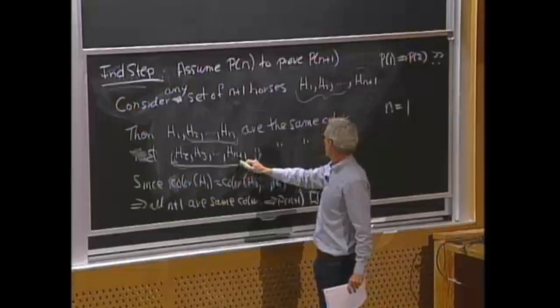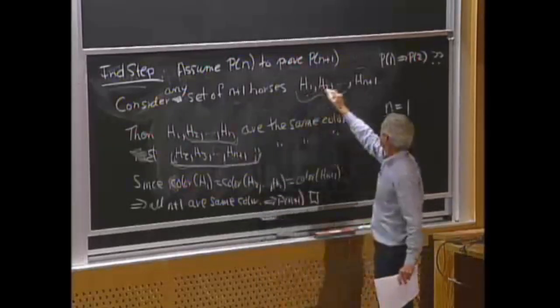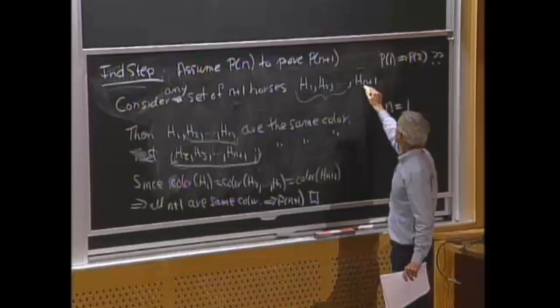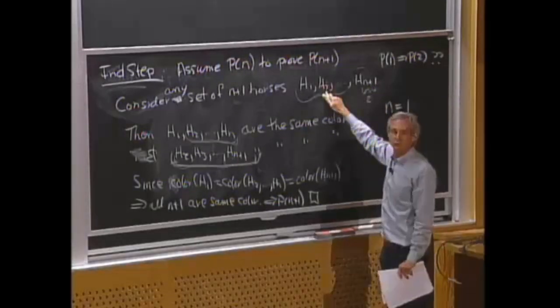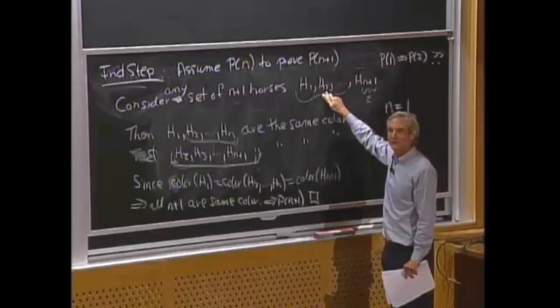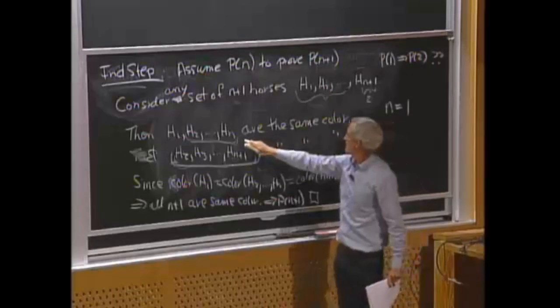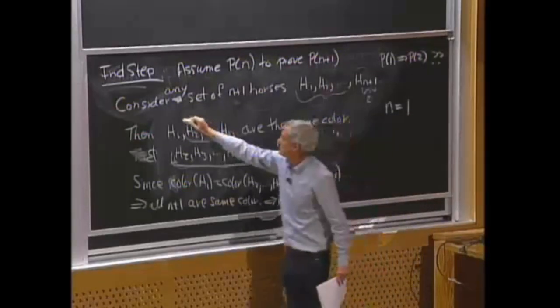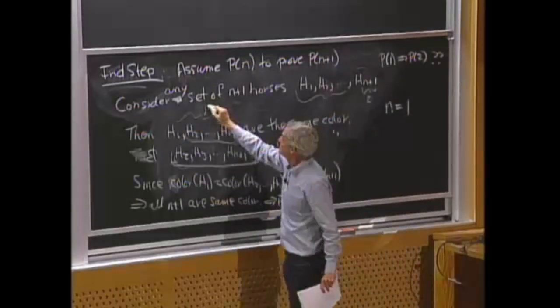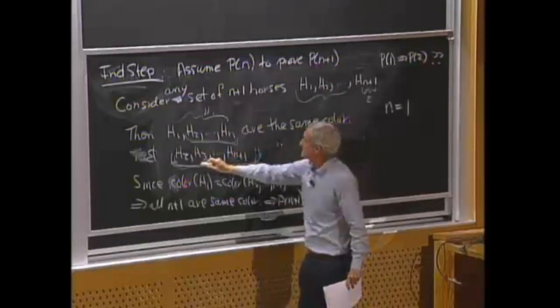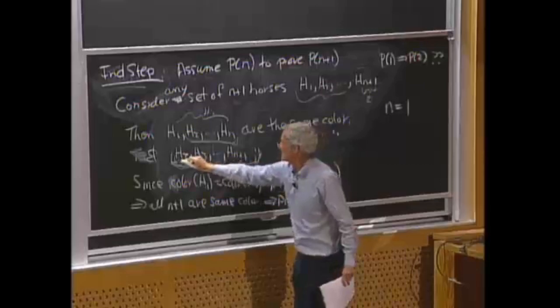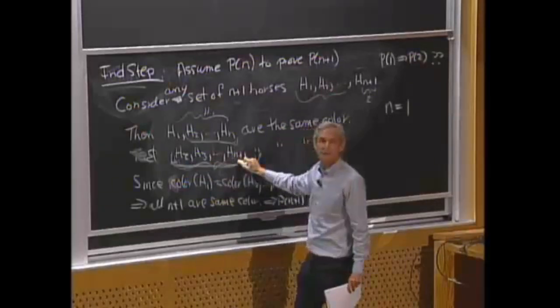N equals 1. I've got a set of 2 horses. This becomes 2. So I've got H1, H2. There's nothing in the dot, dot, dot. It's just H1 and H2. Then this becomes H1. So sure enough, H1 is the same color as itself. This becomes, what does this become, this set of horses? What is it really? H2.